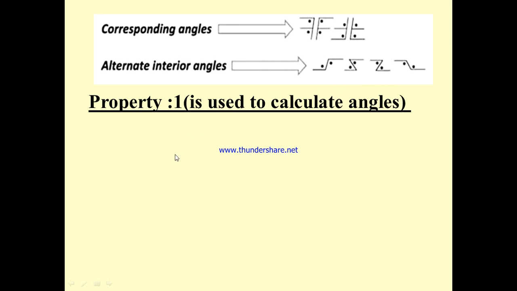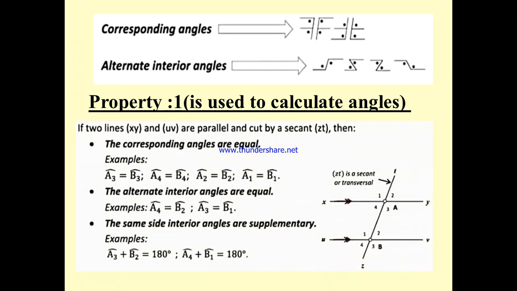So let's start with the properties. Property number 1. If I have two lines that are parallel, like XY and UV, and cut by a secant ZT, or I can say a transversal line, then the corresponding angles are equal and the alternate angles are equal. So I must have parallel lines to get equal alternate or equal corresponding angles. I use this property to calculate angles.